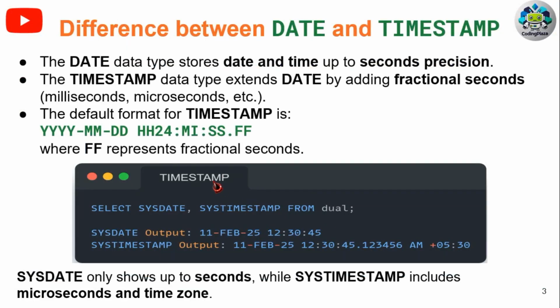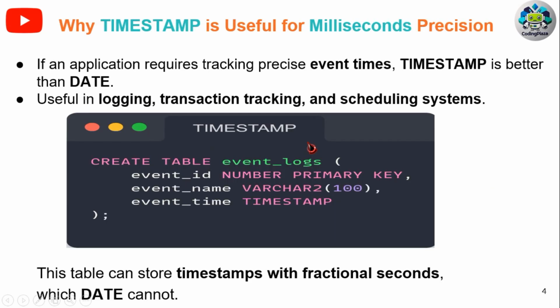I think we have covered the difference between date and timestamp, right? Then we'll go to the next one. Why is timestamp useful for millisecond precision? Everybody will have this doubt. What is the difference? If an application requires tracking precise event times, timestamp is better than date. As I explained earlier, a precise timestamp means the time at which an event happened, and the difference between two nations' timestamps.